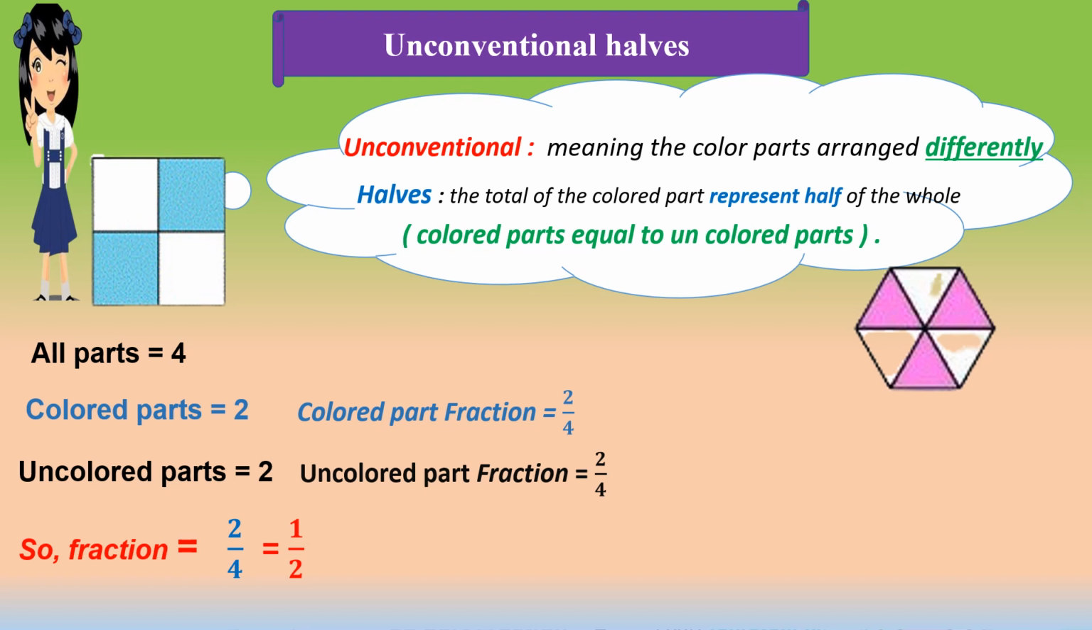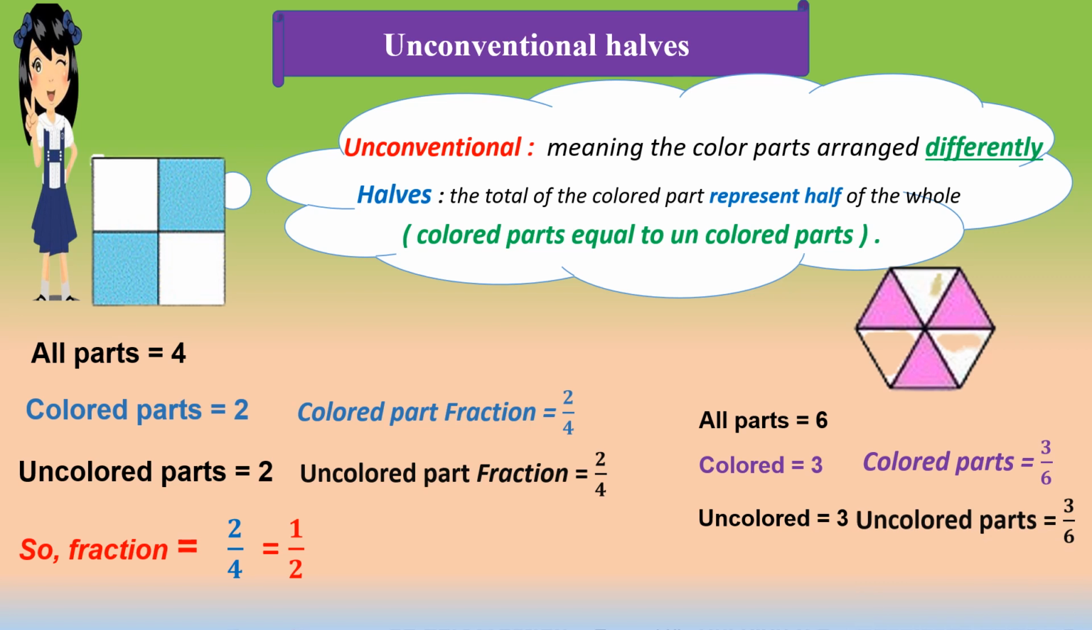Here I have another shape. How many parts here? All parts 6. Okay. How many colored parts? Who can tell me here the purple? How many colored parts? 3. So the fraction will be 3 over 6. Okay. But what about the uncolored part? 3. So the fraction 3 over 6.